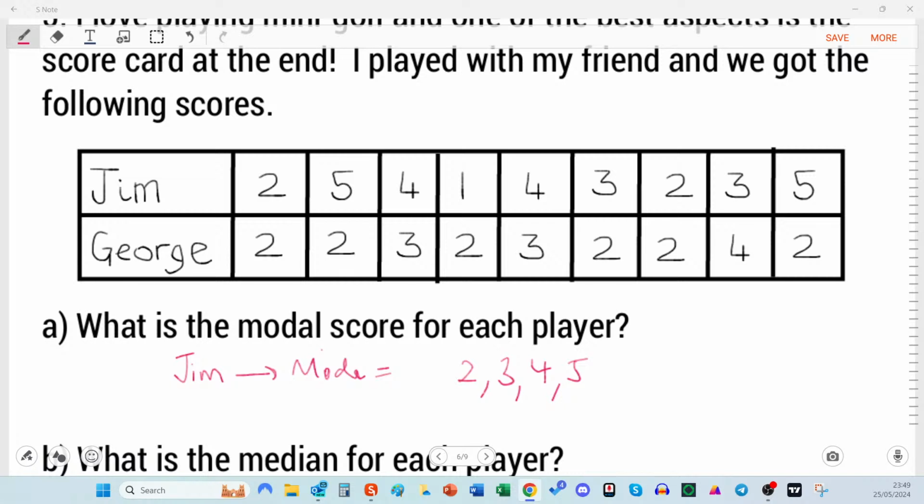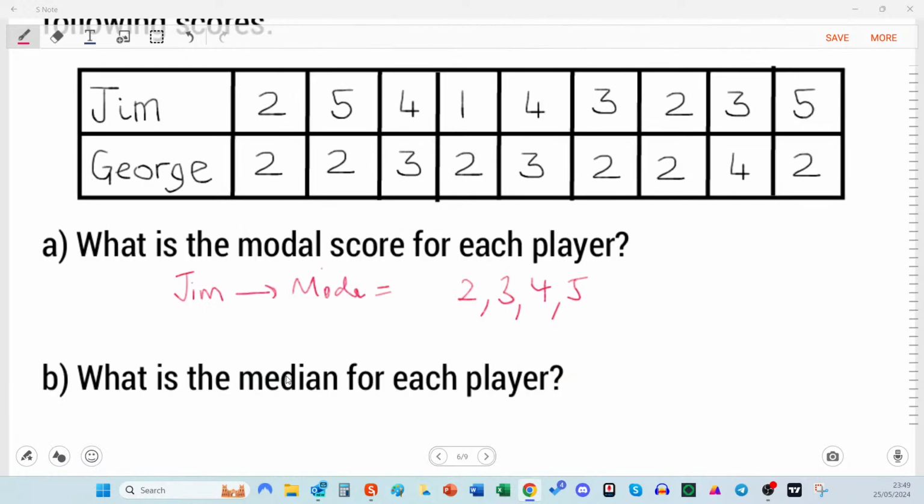Alright, so we found it. I know this seems weird, but you can have more than one mode. Alright, next one. George. The modal score for George is, in a similar fashion, we've got two. Oh, it's got to be two. 2, 1, 2, 3, 4, 5, 6 is 2.